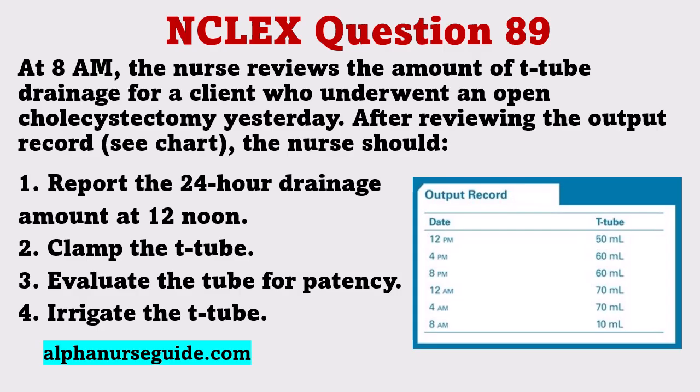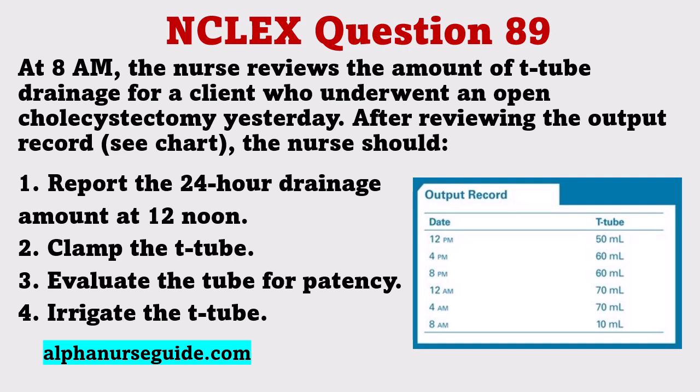The correct answer is 3. Evaluate the tube for patency. The T-tube should drain approximately 300 to 500 ml in the first 24 hours, and after 3 to 4 days, the amount should decrease to less than 200 ml in 24 hours.